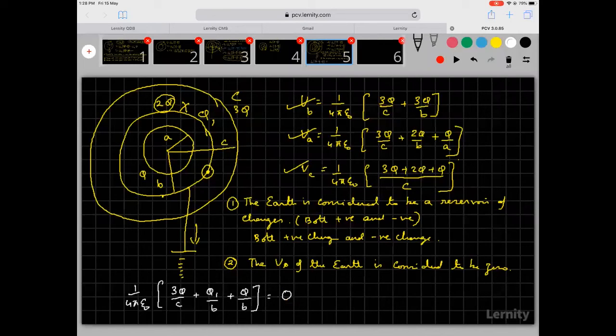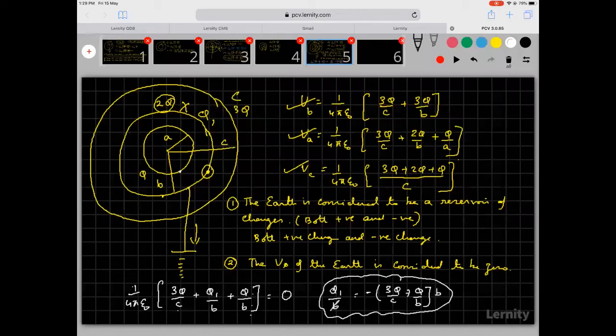Potential of the inner sphere is 0. So potential due to this is 1 by 4 pi epsilon naught q by b. Potential due to this is 1 by 4 pi epsilon naught 3q by c. Potential of the sphere itself is q1 by b, where I don't know the value of q1. So if the whole thing is 0, then can I say that q1 by b is equal to minus 3q by c plus q by b? I am taking these two to the other side because I know them. So from here, I can get q1.